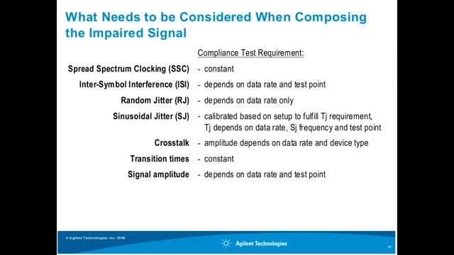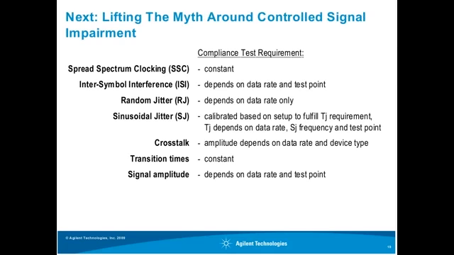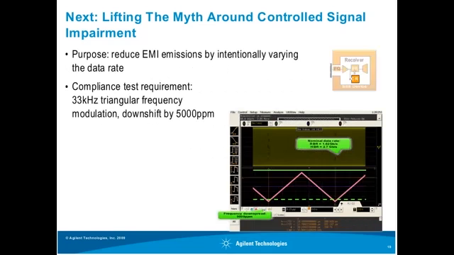The crosstalk amplitude depends on the data rate and the device type. Transition times are kept constant for compliance testing, and the signal amplitude depends on data rate and test point again. So quite some calibration effort, and as I promised, I do have more slides to talk about each single component of the stress signal more in detail.